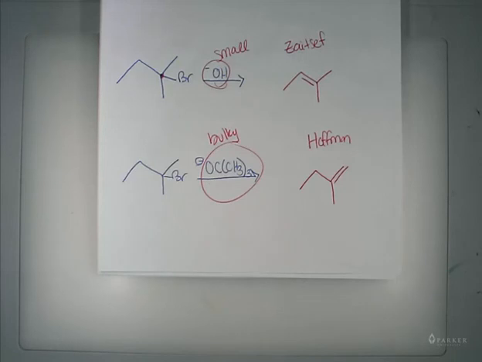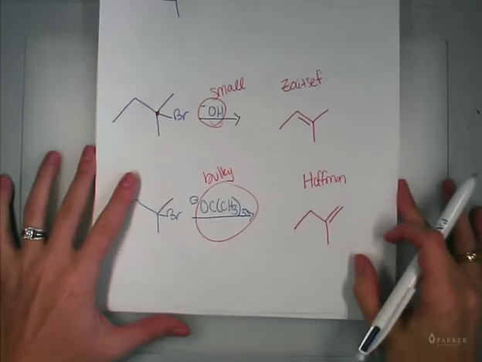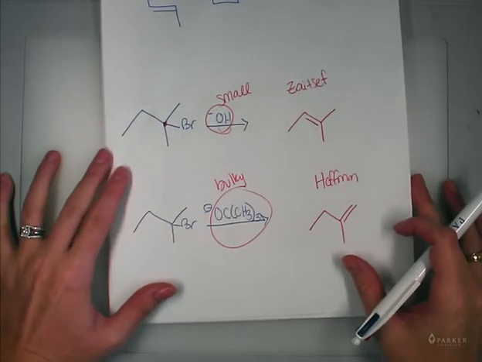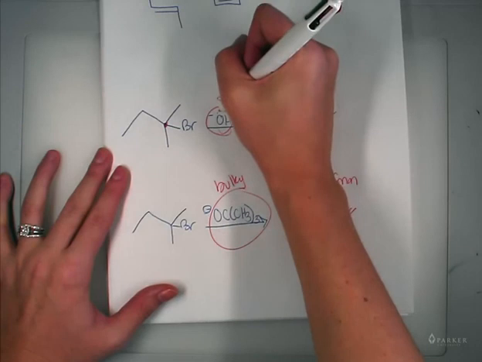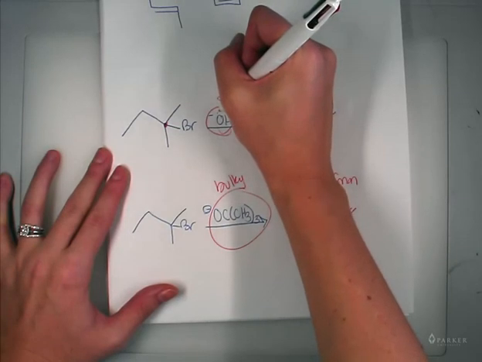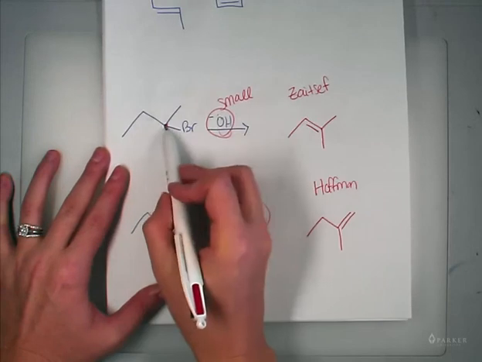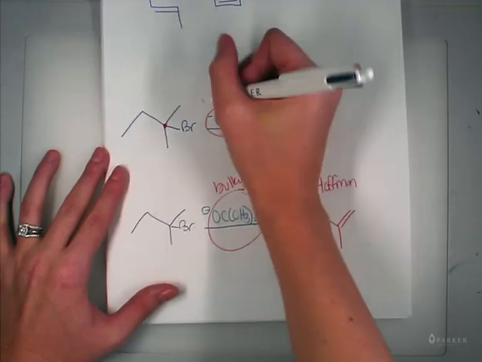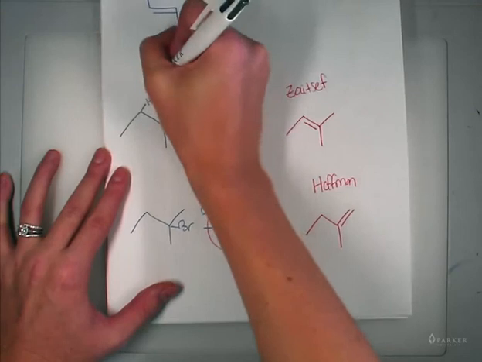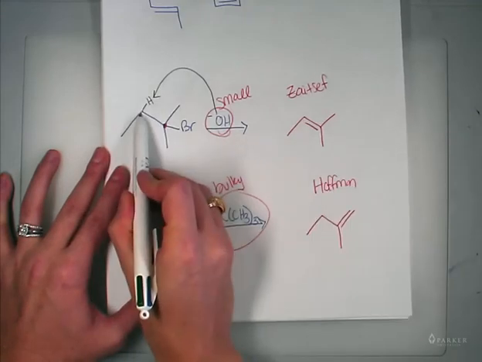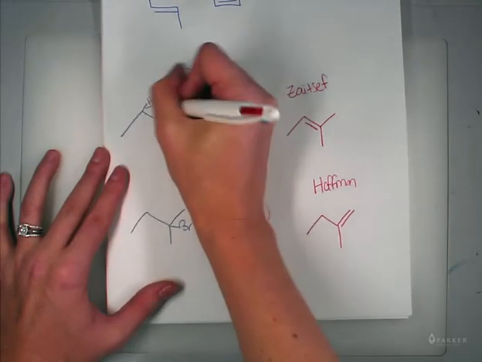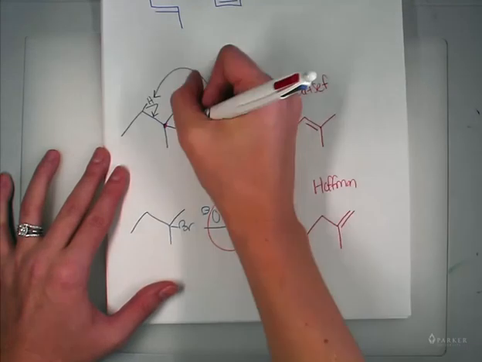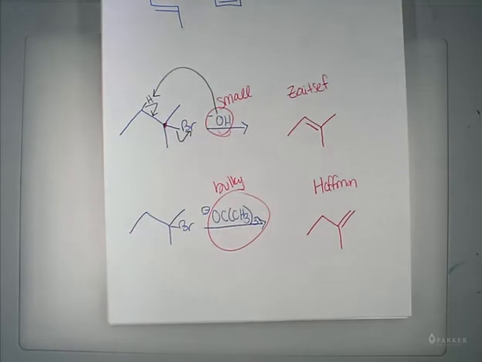Let's draw the mechanism for the top one, just to make sure we have that. So E2, does everything happen at once or one step at a time? Everything happens at once. So what does this base want to take off? Not a bromine. Hydrogen. Which hydrogen? The bromine's your leaving group. So where else did we make the double bond? The neighboring carbon. That's where you take your hydrogen off. So you have a hidden hydrogen there. Oxygen grabs it off. It's always your neighboring hydrogen. And then what does hydrogen do? Leave its electrons, and then bromine leaves. That is the E2 mechanism.